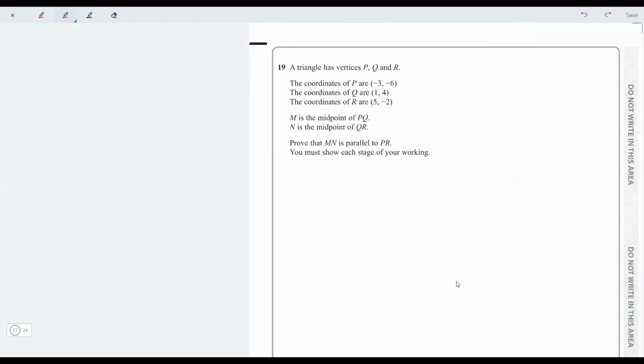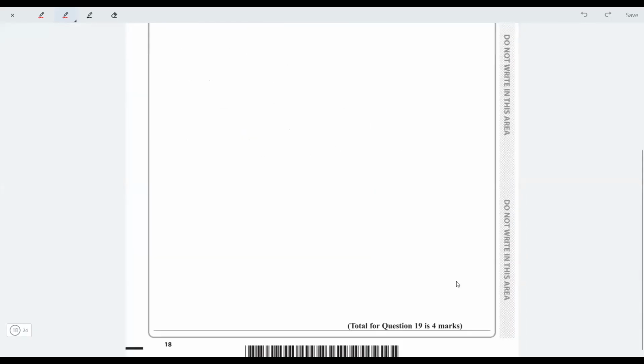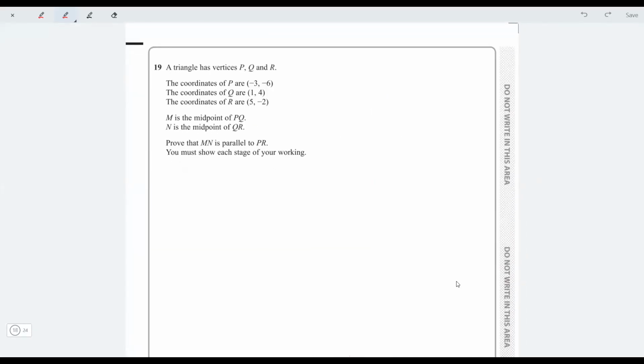Let's have a look at the next question, question 19. So this is worth 4 marks. We're getting towards the end of the paper, so a lot of words. So we've got a triangle has vertices P, Q, and R. We've got the coordinates of P, the coordinates of Q, and the coordinates of R. And we've got M is the midpoint of PQ and N is the midpoint of QR. And we have to prove that MN is parallel to PR.